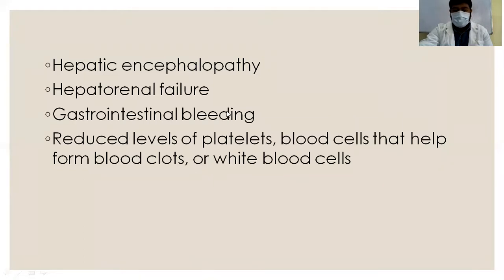These varices that are occurring at the three places, what will happen? Finally, the veins, after getting distended, what happens? There is a chance of them rupturing and bleeding occurring. Okay, and when bleeding occurs, what happens? Platelets are consumed, so there is a reduced level of platelets. Coagulation factors, which help to form blood clots, are depleted. Okay, and white blood cells also are depleted.